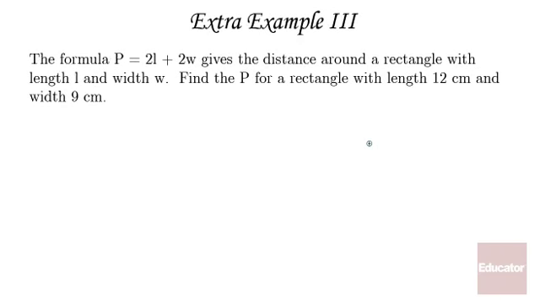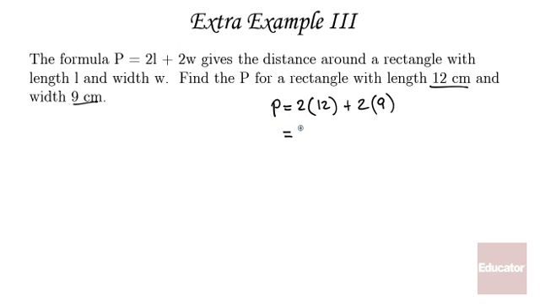The formula P equals 2L plus 2W gives the distance around a rectangle with the length L and the width W. Find the P, also known as the perimeter, for a rectangle with length 12 centimeters and width 9 centimeters. So P is the formula for perimeter, and we have 2 lengths, and they tell us the length is 12 centimeters, plus 2 widths. They tell us the width is 9 centimeters.